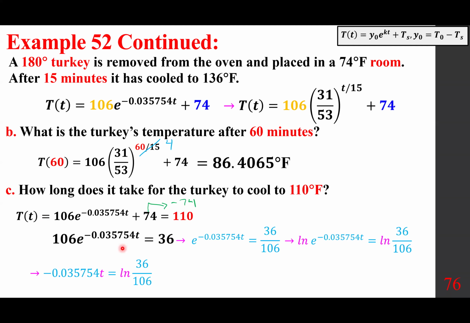So what is t? The right side, ln of 36 over 106, divided by negative 0.035754. Putting it into a calculator will give us 30.2, about 30 minutes. It depends on how they want you to answer it. They normally ask you for how many decimals, okay? And so it takes 30.2, about 30 minutes, again, depending upon how they want you to answer.